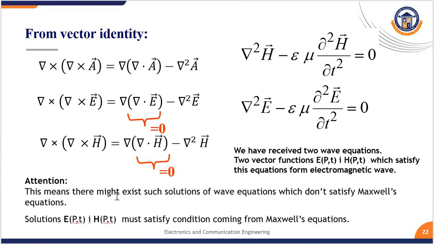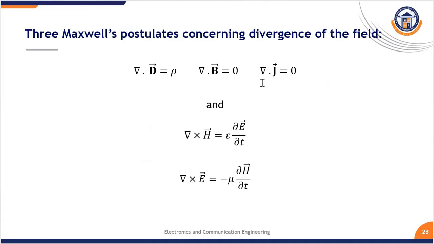This means that there might exist solutions of the wave equation which don't satisfy Maxwell equations. So the solutions E of P comma t and H of P comma t must satisfy conditions coming from the Maxwell equations. So the Maxwell postulates concerning the divergence of the field are del dot D vector equals rho, del dot B vector equals 0, del dot J vector equals 0, and del cross H vector equals epsilon dou E vector by dou t, and del cross E vector equals minus mu into dou H by dou t. Thank you.